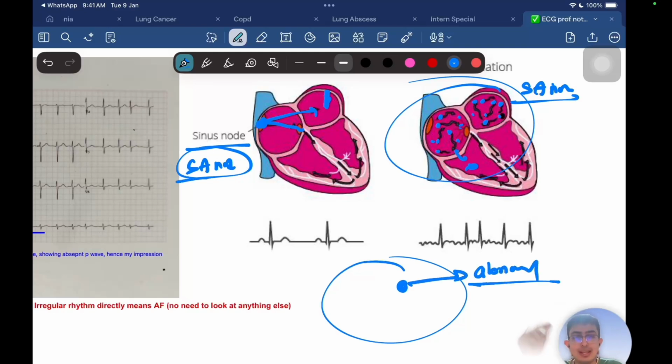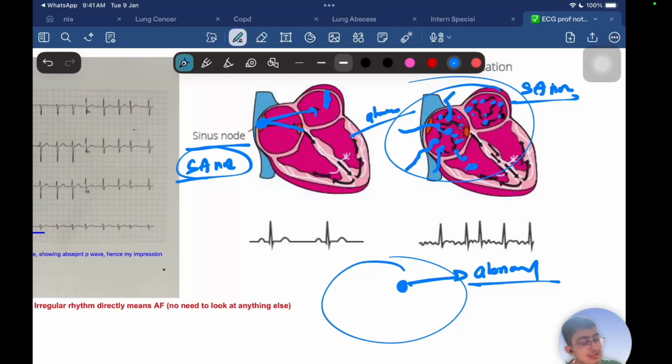So maybe the person had a heart attack 1 year back or 3 years back, and a part or parts of the atria were necrosed or ischemic. Now this damaged tissue will start producing abnormal electrical activity. Does that make sense?